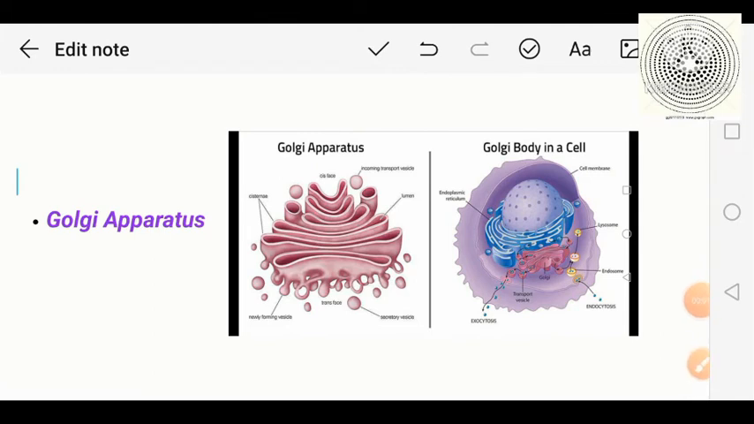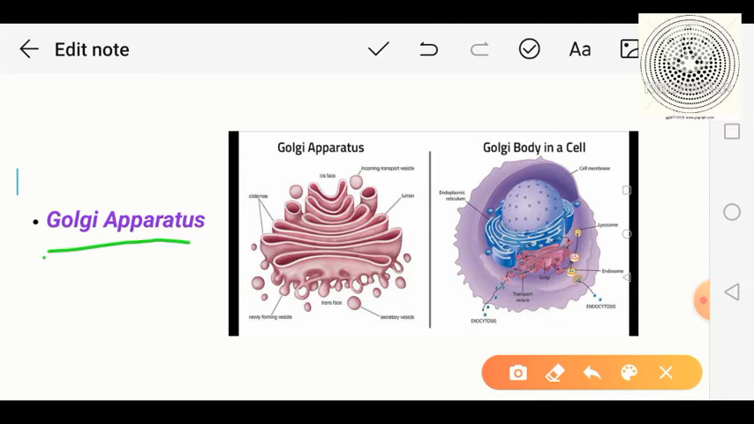Hello friends, welcome back to RMK Resolutions. In this particular video, we are going to discuss an important topic in the subject cell biology, and the name of the topic in front of you is the Golgi apparatus. It is also called the Golgi complex.